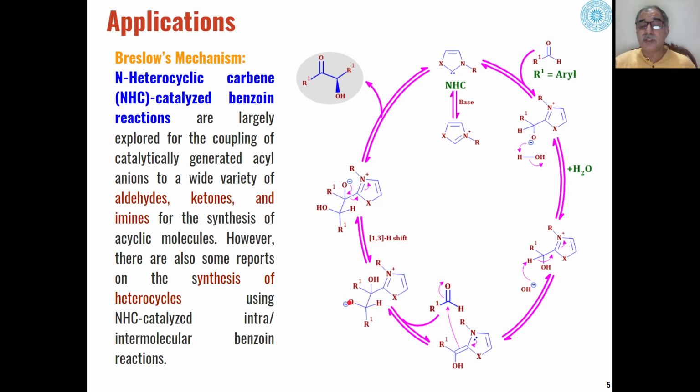1, 2, 3. The 1,3 hydrogen shift takes place, and we will get these types of anions which undergo elimination of the NHC, the catalyst which we added in the first step, and we will get ultimately the benzoin products in this case. And this whole mechanism is called Breslow's mechanism for synthesis of benzoin condensation products.